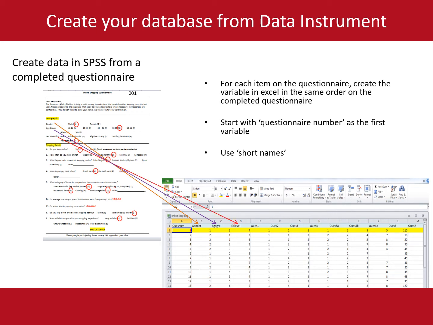On this questionnaire, once we have entered the questionnaire number, we then start with the first three variables using the names of each: gender, age group, and last education level. We then enter the names of each variable thereafter, that is, using the names for each question on the questionnaire.